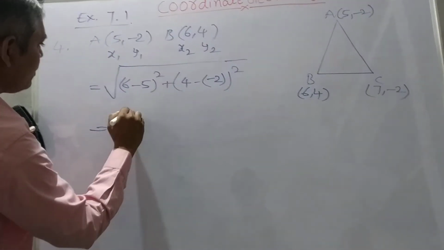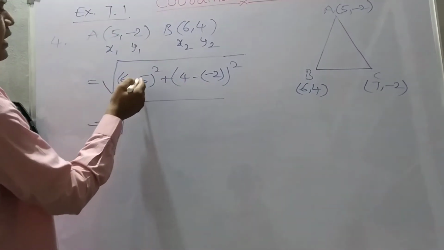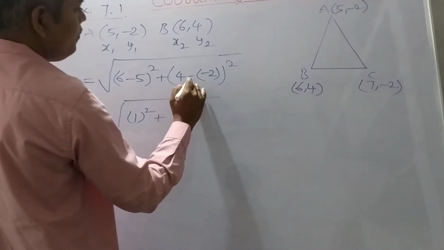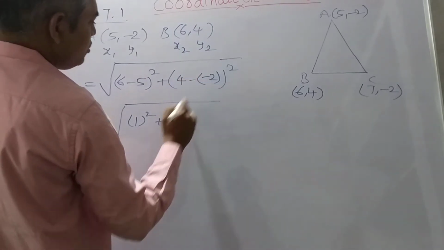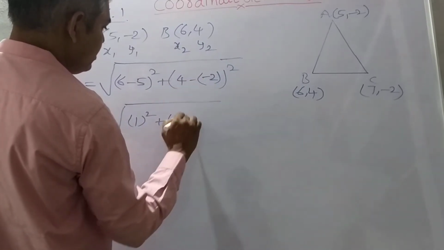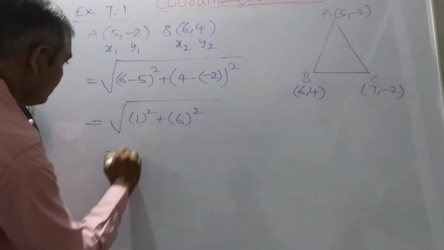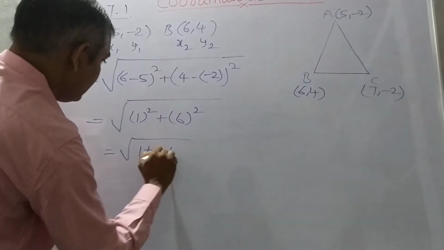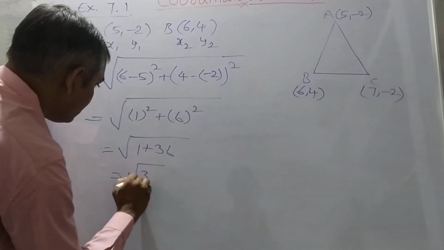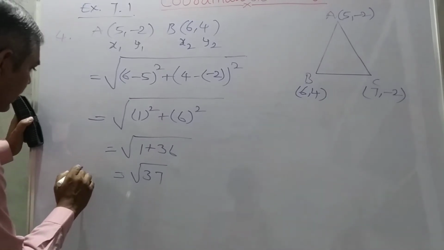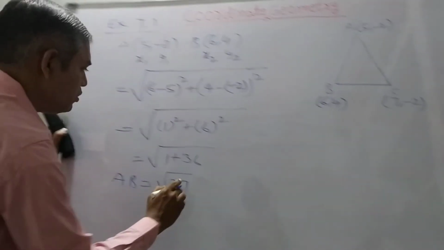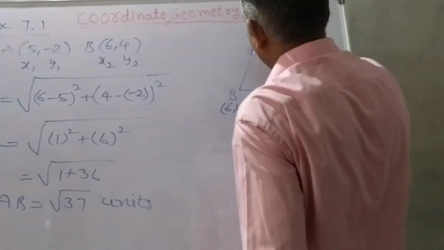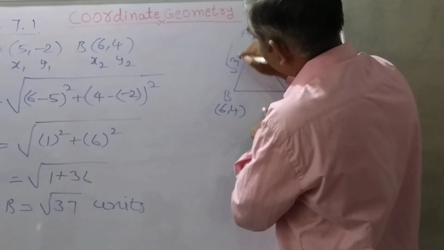That is equal to the square root of (6 minus 5 is 1) whole square plus (4 plus 2, that is 6) whole square, which is the square root of 1 plus 36, that is equal to the square root of 37. The value of AB is root 37 units.